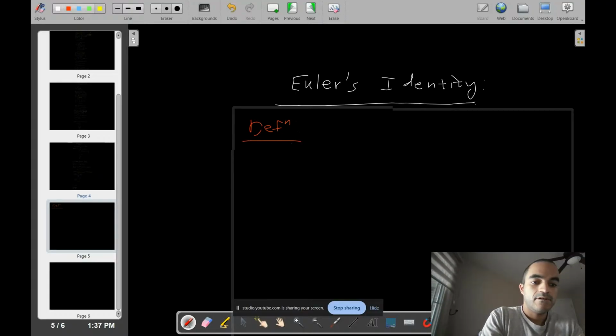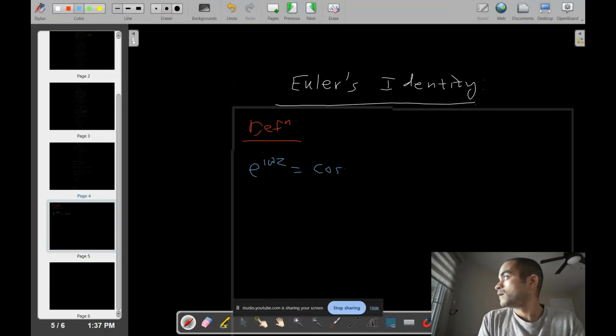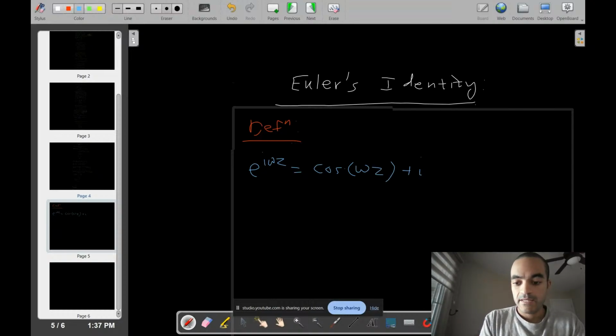Right, so it is the following. e to the i omega z, to be appropriate, is equal to cosine of omega z plus i sine omega z. Okay, that's Euler's identity.